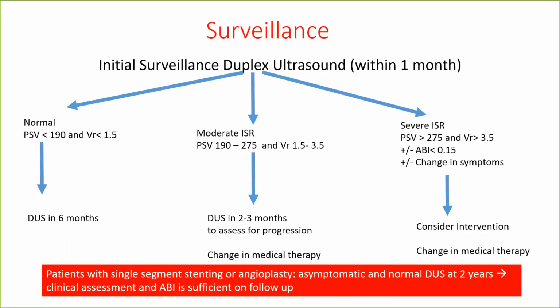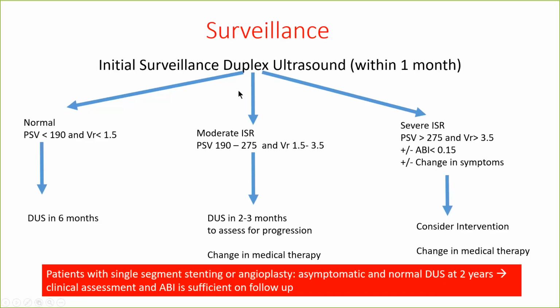So in terms of surveillance, this is how I proceed with evaluating these patients. We do an initial surveillance duplex ultrasound within a month for the SFA stents. If they have normal criteria, then we do a follow-up duplex ultrasound in 6 months and thereon. This is particularly in scenarios where the patients continue to stay asymptomatic. After 2 years, if they continue to be asymptomatic with normal duplex ultrasound findings, then I'll just proceed with clinical assessment and ABI at that point.